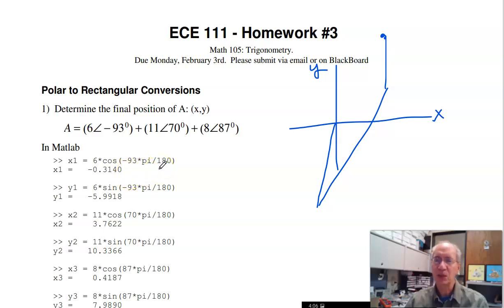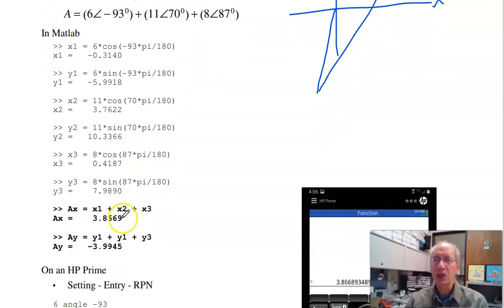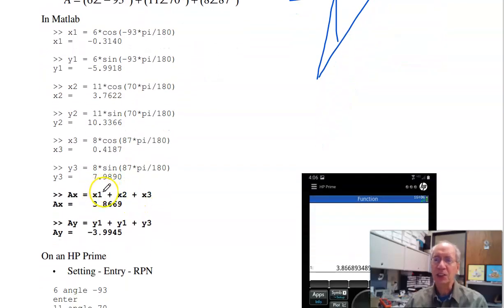pi over 180. So the first one, the x-coordinate is minus 0.3, y is minus 5.9, likewise for the second one, likewise for the third. The answer then is the x-coordinate is add up the x's, add up the y's, so that's where I wind up.